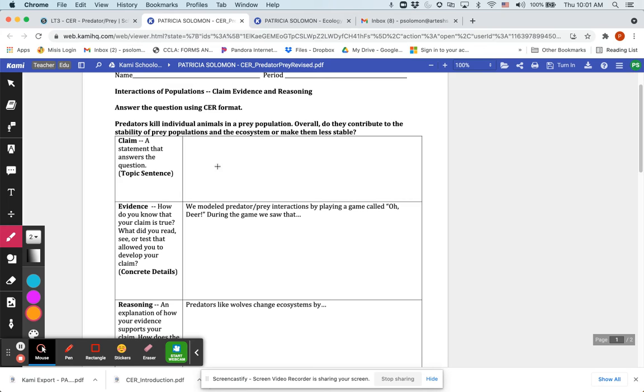So, what you're doing here is you're going to just write an answer to this question right here. You can start it off by saying, predators make the population of the prey either more or less, you have to choose one, stable because why? It doesn't have to be a long explanation, because you want to save your explanation for down here.